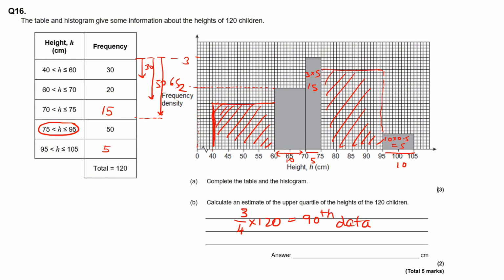Okay, that's not the answer yet. We're going to find out the answer. Up to here, we've got 65. We are trying to get to 90, so that means we will need 25 more into the next set of data. So 25 into our next set of data is actually bang in the middle. That means it is going to be right in the middle of 75 and 95, and that is going to be 85. If you can't see it straight away, you could do 95 plus 75 divided by 2, and that's going to give you 85. And that is 85 centimeters.